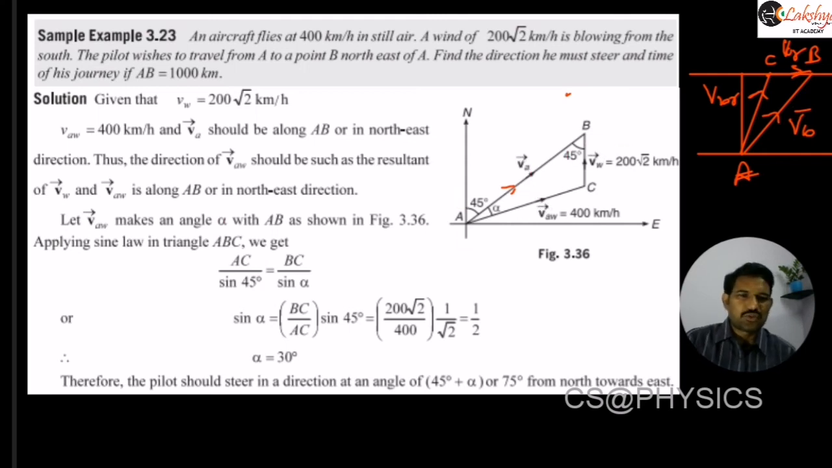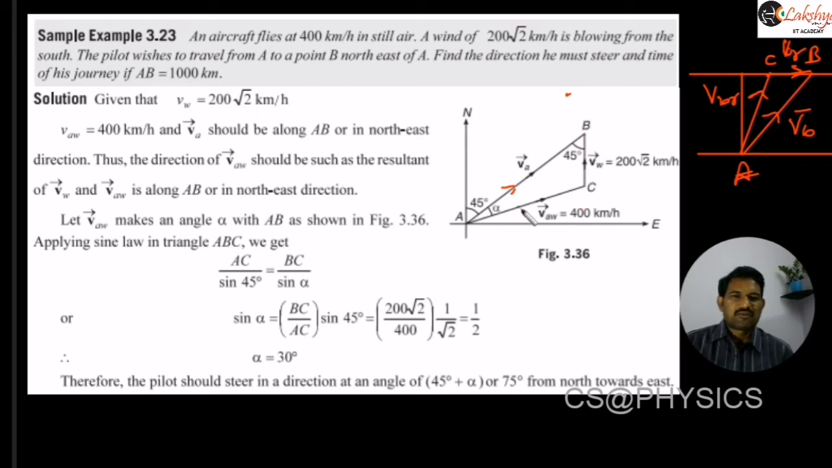In vectors, I think you know the sine rule, which is also called Lami's theorem. So let us see this. We are applying Lami's theorem here. AC by sine of its opposite angle, and the opposite angle is nothing but 45 degrees here.